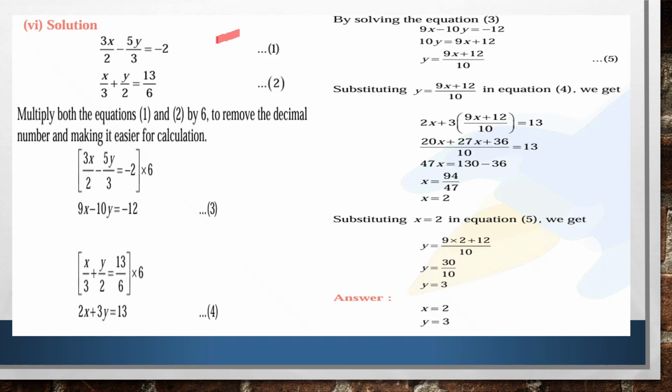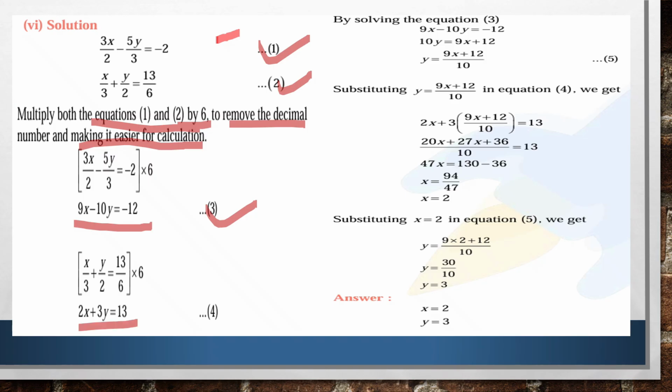The next question is given as 3x by 2 minus 5y by 3 is equal to minus 2. Take it as equation 1. X divided by 3 plus y by 2 is equal to 13 by 6. Take it as equation 2. By multiplying both equations 1 and 2 by 6 to remove the fractions, making the calculation easier, you can write 3x by 2 minus 5y divided by 3 is equal to minus 2 into 6. Then you will get equation 3 as 9x minus 10y is equal to 12. Now multiplying the second equation by 6, you will get 2x plus 3y is equal to 13 as equation 4.